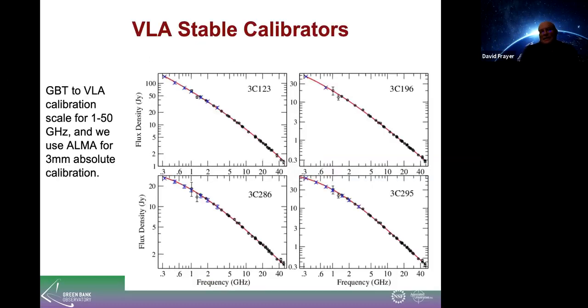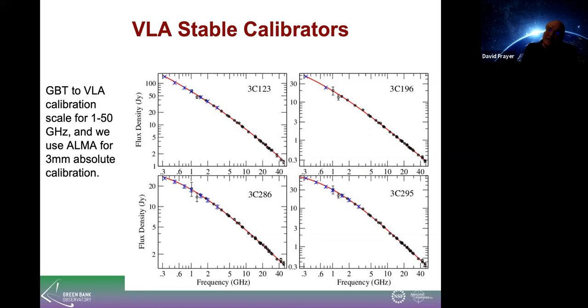All this is tied back. At lower frequency, meaning 50 gigahertz and below, we tie our calibration to the VLA. The VLA monitors a few of these standard calibrators, and these are the 4 that are relatively stable over time, and they're used for absolute calibration. Now, if you get above 50 gigahertz, I use the ALMA calibration database, and they do the same thing. They're observing a subset of sources, and I just use their catalog for calibration.